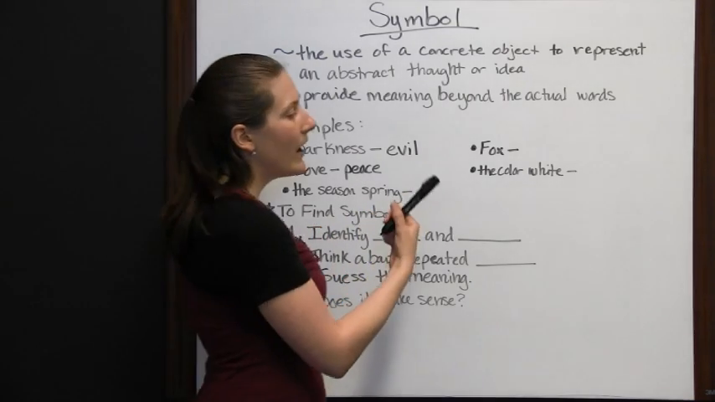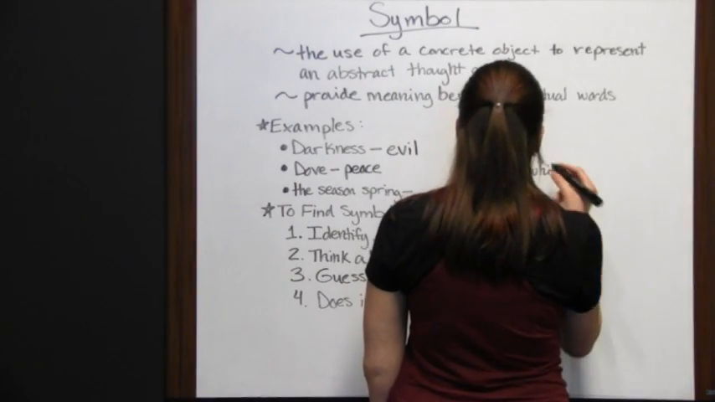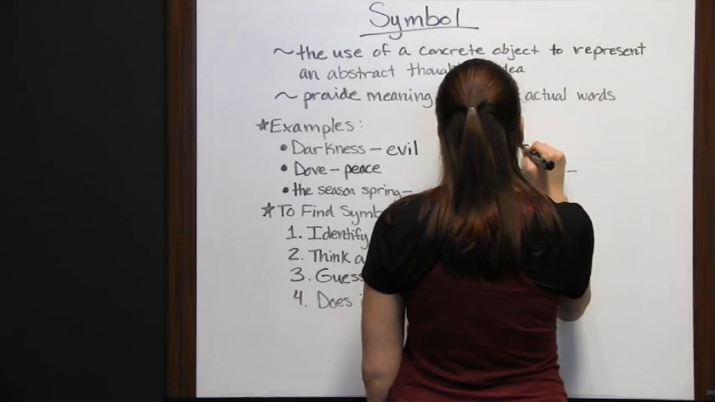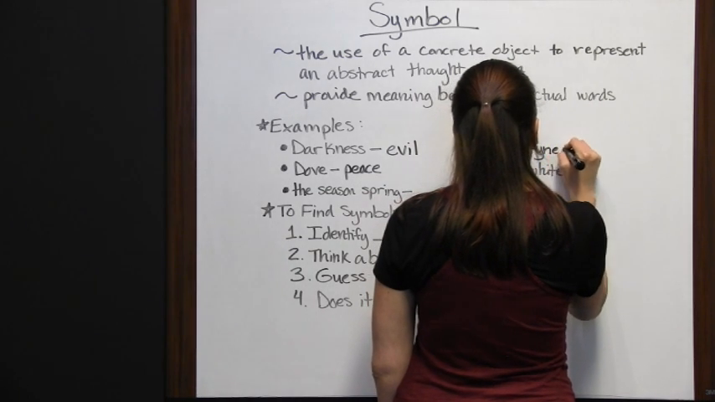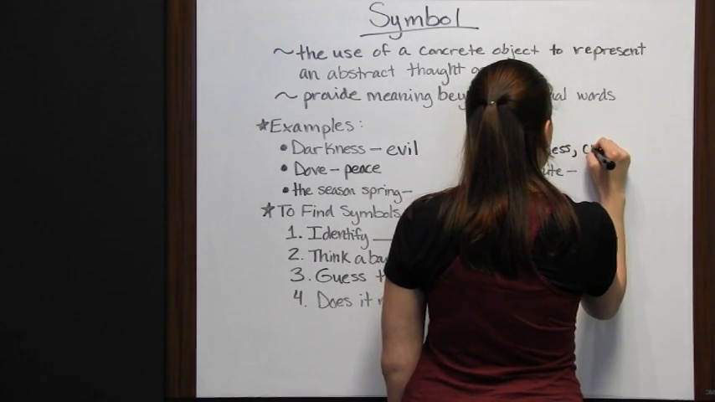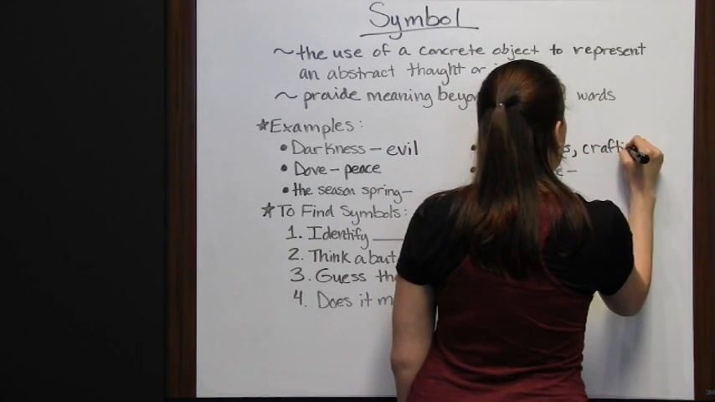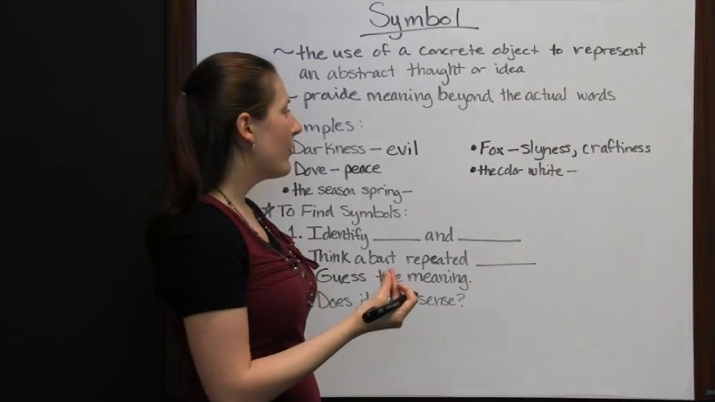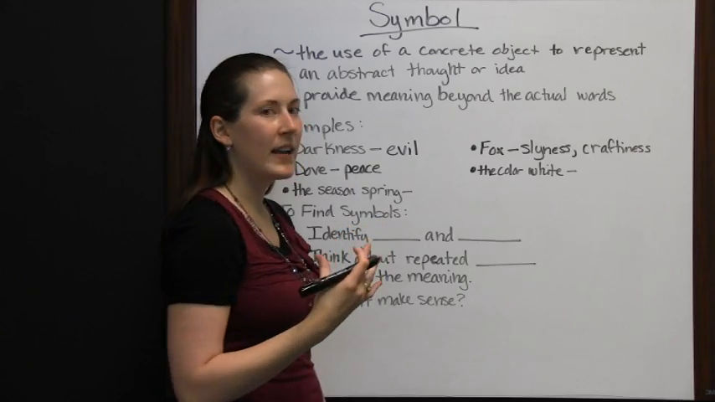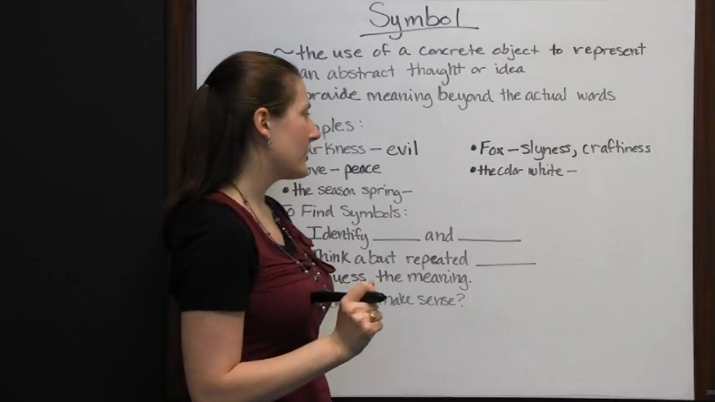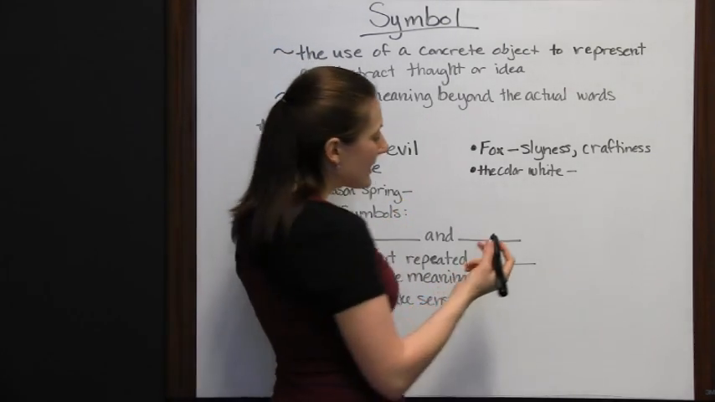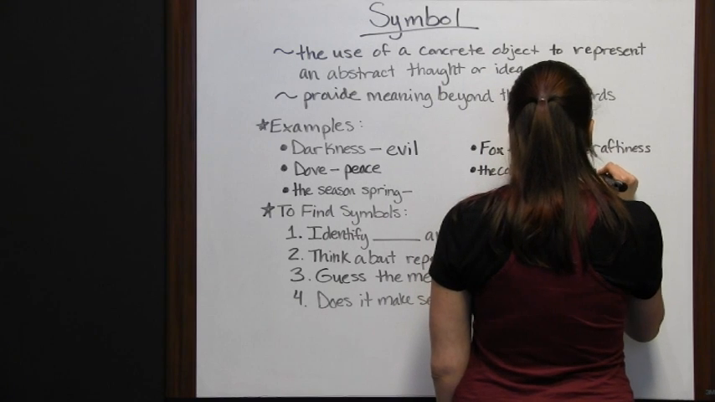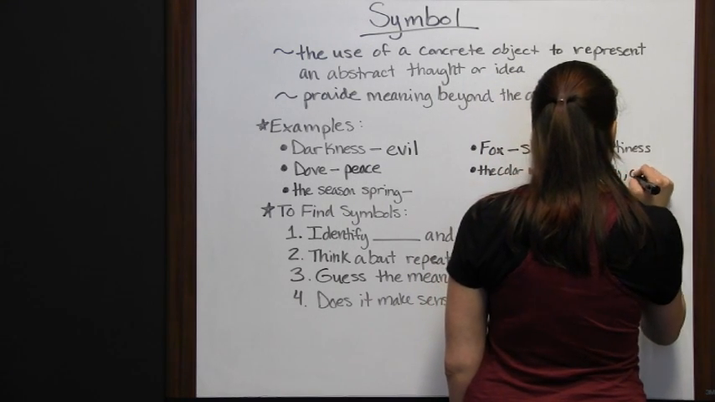Let's look over at fox. A fox is a clever creature. They're very cunning. So a lot of times a fox can represent slyness or craftiness. And it doesn't always mean someone bad, but it's going to be someone who is sly, who might be able to manipulate other characters. The color white will often symbolize purity or cleanliness.